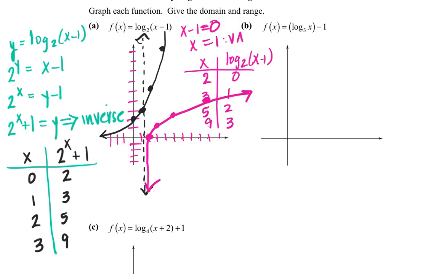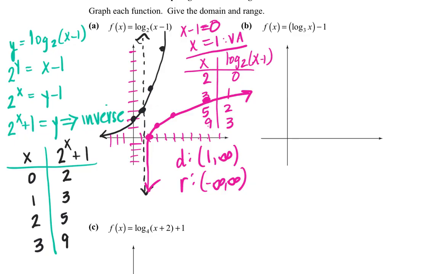All right, now the domain: since your vertical asymptote is at 1, it'll start at 1 and go to infinity, and your range is unchanged. It's still all real numbers.